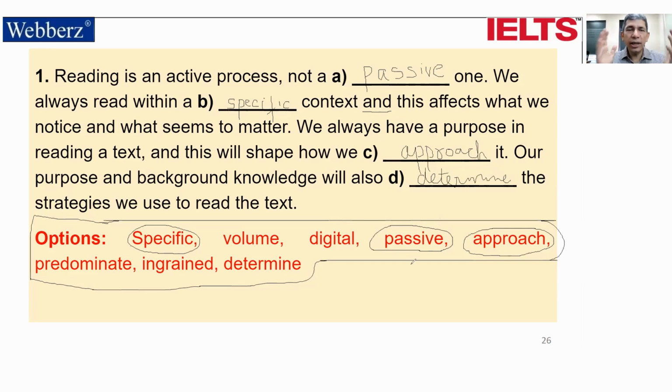So now I'm going to read whatever Sayyid said here. Reading is an active process, not a passive one. We always read within a specific context, and this affects what we notice and what seems to matter. We always have a purpose in reading a text, and this will shape how we approach it. Our purpose and background knowledge will also determine the strategies we use to read the text.